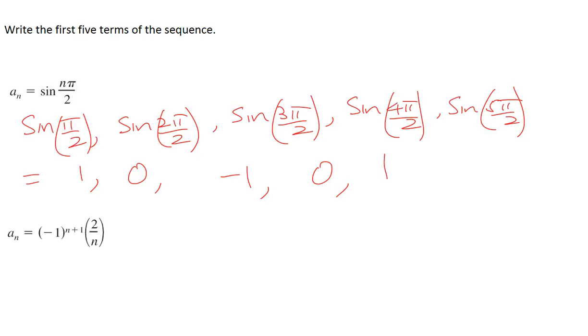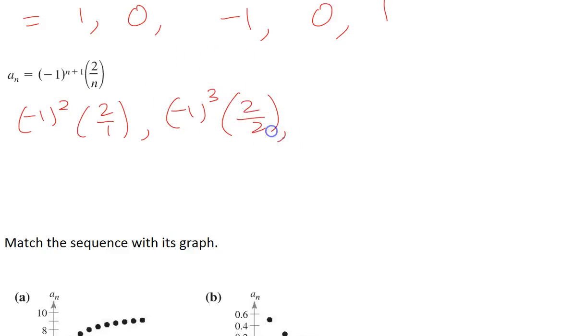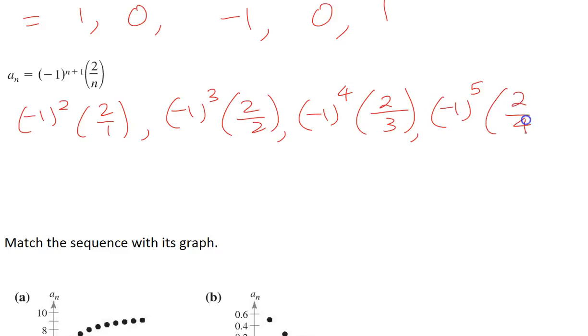Okay. List the first 5 terms here, guys. When n is 1, negative 1 squared, 2 over 1. When n is 2, negative 1 cubed, 2 over 2. When n is 3. When n is 4. When n is 5, 5 plus 1 is 6.